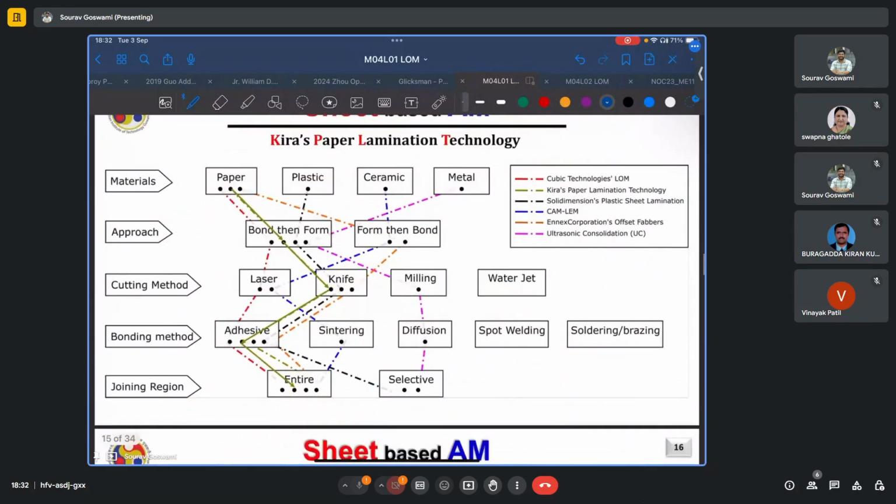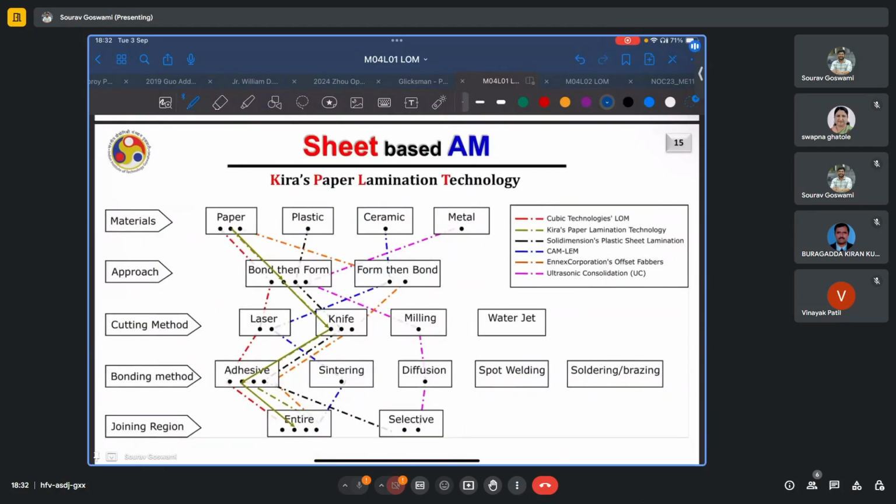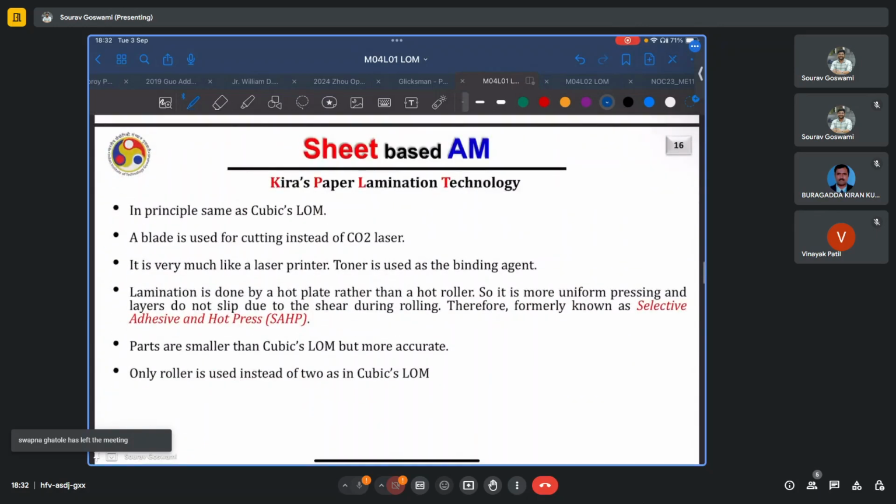The next technology or sheet-based AM technology is called Kira's paper lamination technology, which uses again paper as the raw material, uses a bond then form approach, same as the previous one. In this case, however, rather than a laser, we use a mechanical knife for cutting. The bonding is still adhesive based, and joining occurs over the entire region of the sheet, including the undesirable regions. And given that most of the subsystems are the same, the working principle is mostly the same as laminated object manufacturing. Only difference being we are using a mechanical blade instead of a CO2 laser.